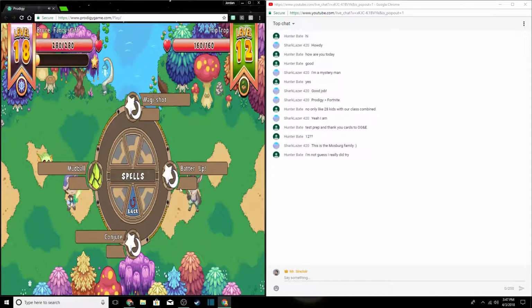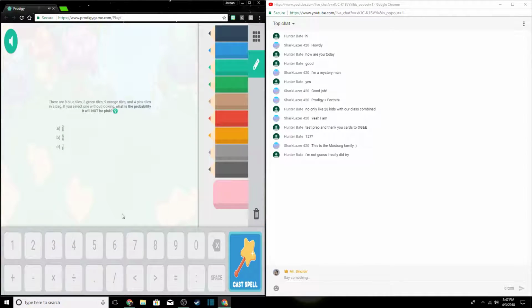Alright, so we're going to attack with a conjure. We're going to conjure something. There are 8 blue tiles, 3 green tiles, 9 orange tiles, and 4 pink tiles in the bag. If you select one without looking, what is the probability you will not pick pink? So it's the same thing. We're going to add them all up, and then we've got to find out how many are not pink.